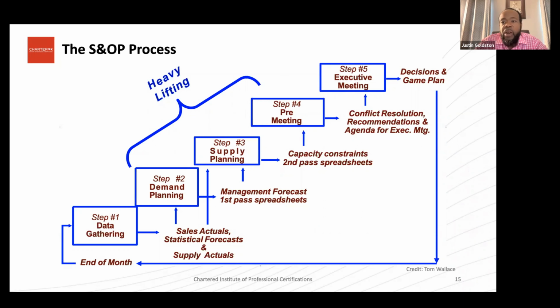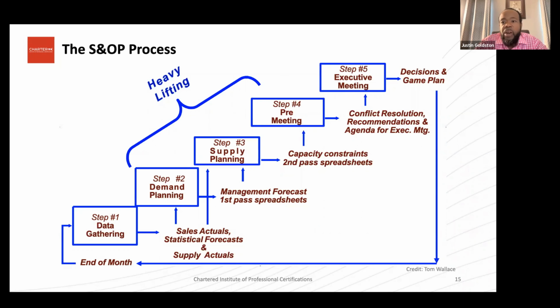And again, we want to take a macro view. We want to take a macro view of our inventory. We want to take a macro view of the current needs of the organization. And we're going to consolidate all the product families within the organization or our inventory portfolio. Then we want to look at the customer service performance. We want to look at our order fill. We want to look at our KPIs, our key performance indicators, right?